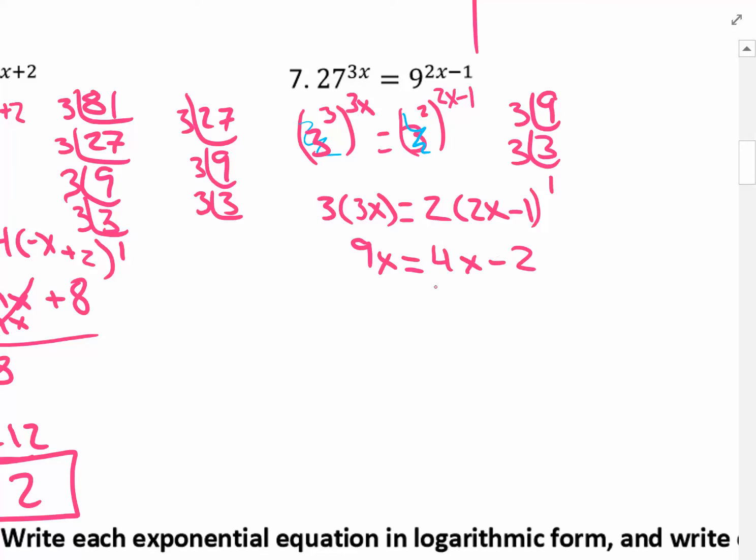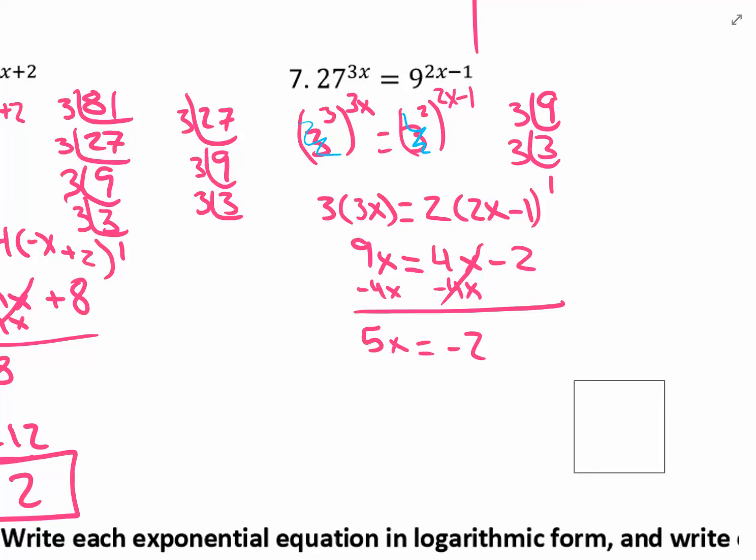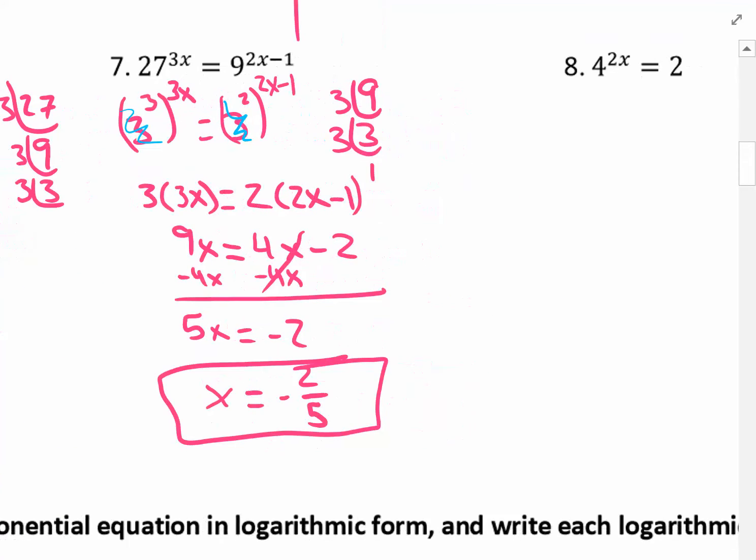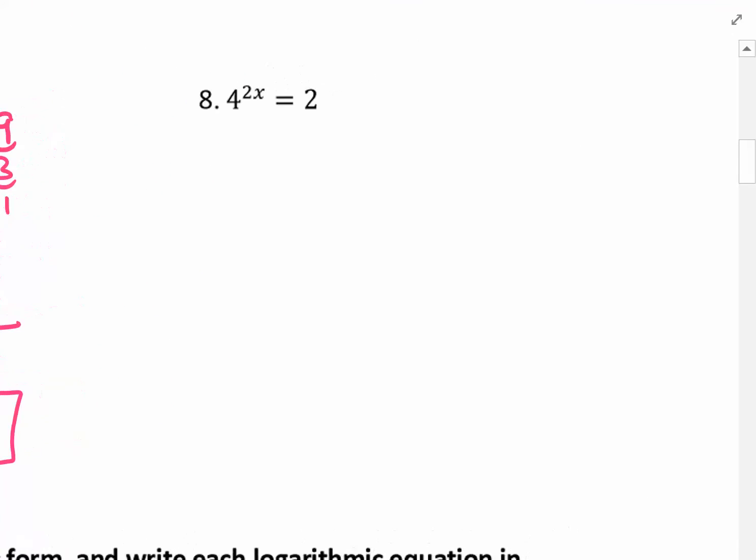Almost done. Let's subtract the 4x over. So we have 5x equals negative 2. How do we get rid of times 5? Divide it. So we get x equals negative 2 over 5. Done. We are making good progress.